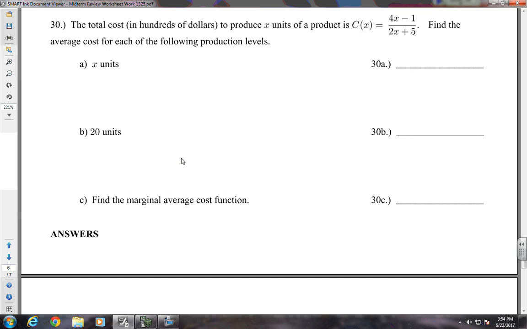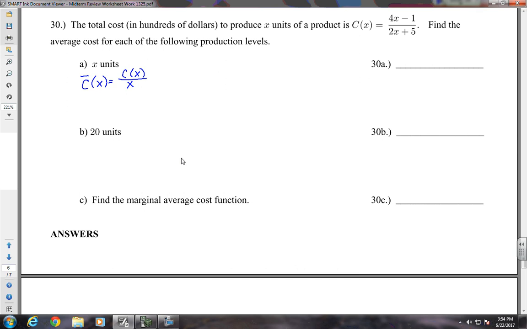So this one is asking for average cost. Make sure that you read very carefully. Some problems will deal with average cost, some will deal with marginal cost, and some will deal with marginal average cost. When you hear average cost, that simply means to take your function and divide by x. So average cost, denoted C bar of x, is total cost, C of x, divided by x. Average cost is total cost divided by x.